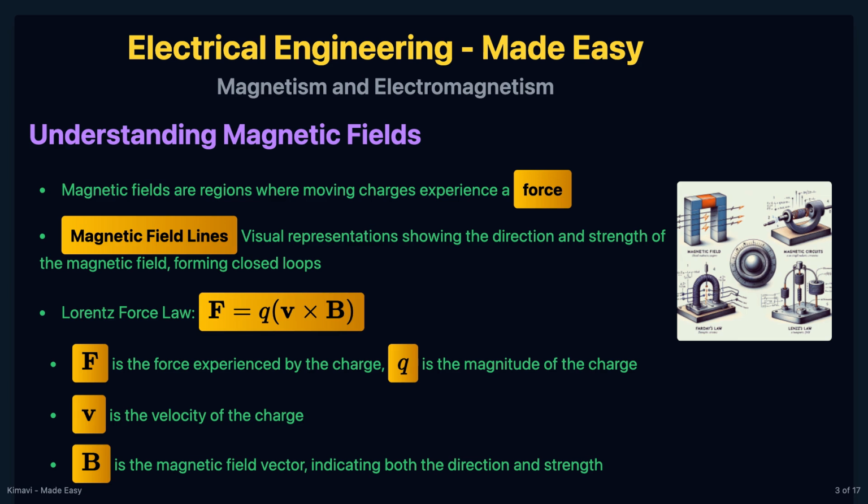In this formula, F represents the force experienced by the charge. Q is the magnitude of the charge, V is its velocity, and B is the magnetic field vector, which indicates both the direction and strength of the magnetic field.